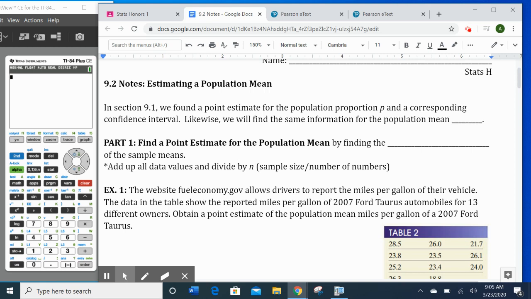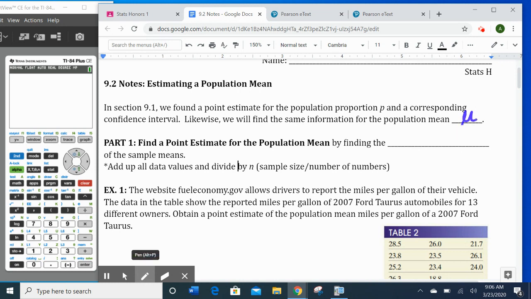Section 9.2 is about estimating a population mean. So in section 9.1, we found a point estimate and the corresponding confidence interval for the population proportion p. And in this section, we're going to do the same thing for the population mean, which is mu.